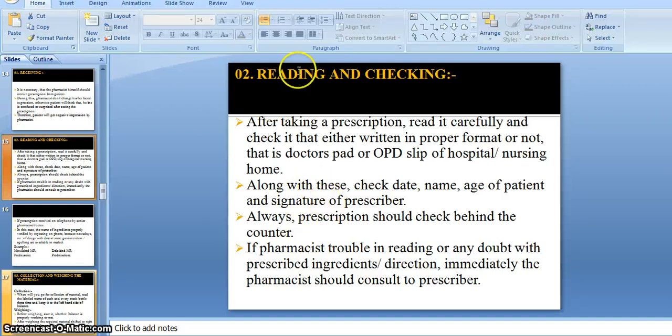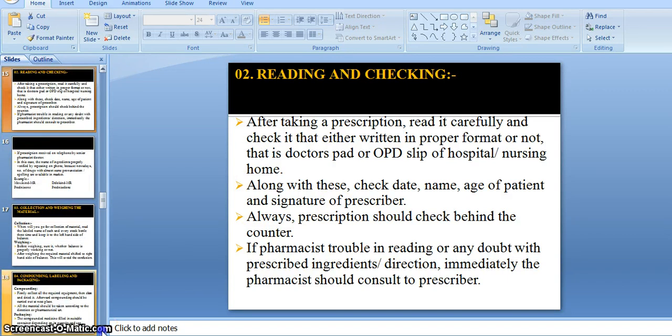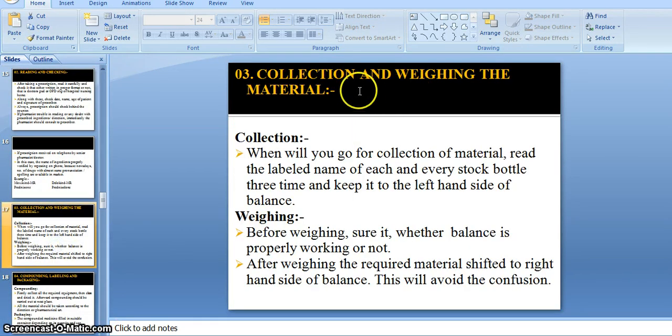Then, after reading and checking, the third step is collecting and weighing the materials. This is the third step adopted by the pharmacist when handling a prescription. That is collection and weighing.